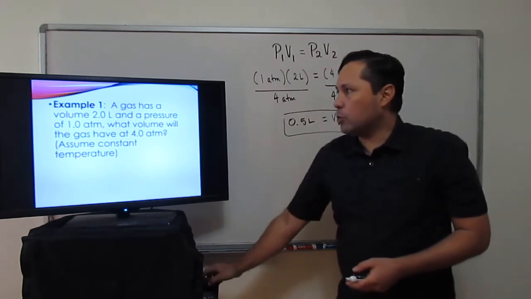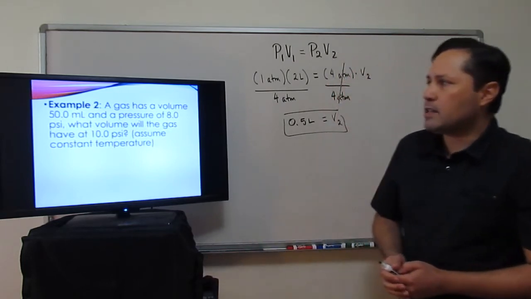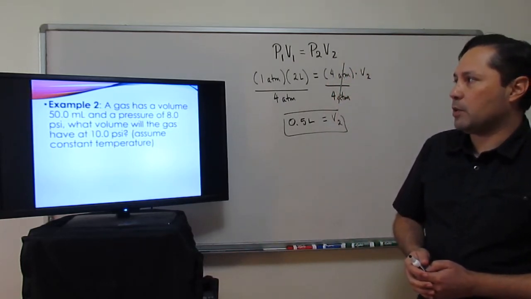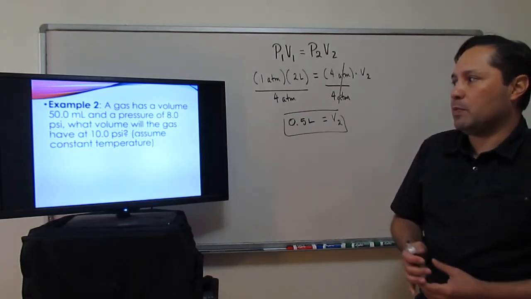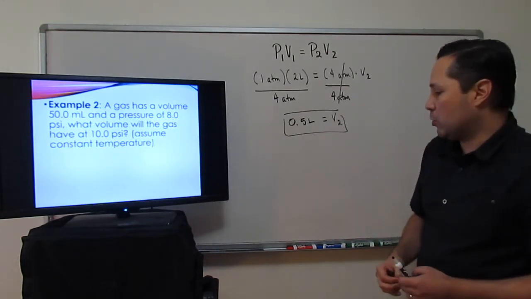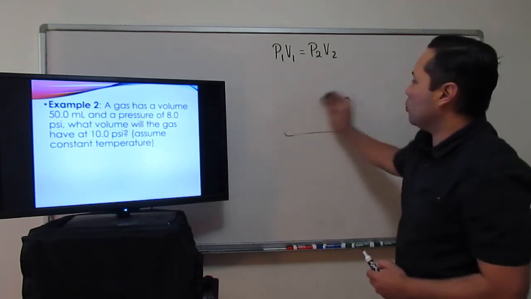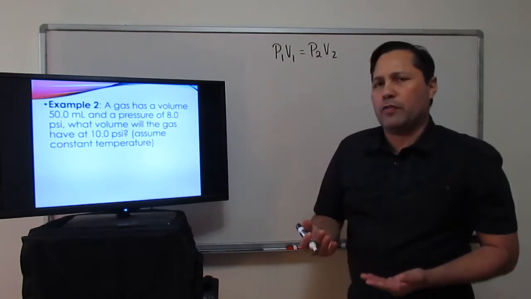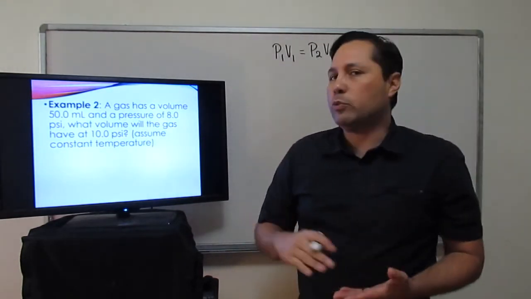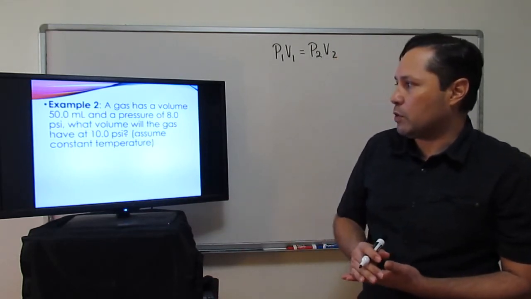Let's move along to example 2. In this one, it asks, a gas has a volume of 50 milliliters and a pressure of 8 psi. What volume will the gas have at 10 psi? Again, assume that the temperature remains constant. Alright, so let's once again use Boyle's Law. And in Boyle's Law, the units are not important. The fact that they gave us psi, we do not have to convert them to atm or any other unit. We can use the units that were given to us.